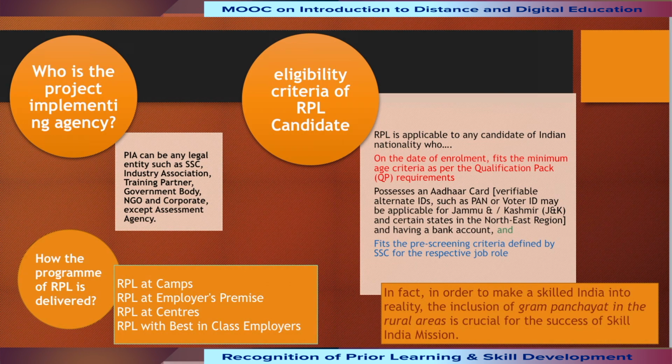Now let us see how the program of RPL is delivered. RPL under Pradhan Mantri Kaushal Vikas Yojana can be implemented via four modes: RPL at camps, RPL at employers' premises, RPL at centers, and RPL with in-class employers. In fact, in order to make Skill India into reality, the inclusion of Gram Panchayats in the rural areas is crucial for the success of the Skill India mission.